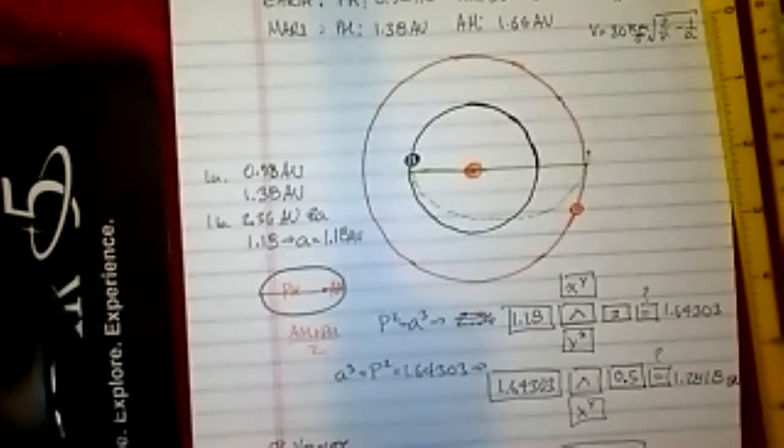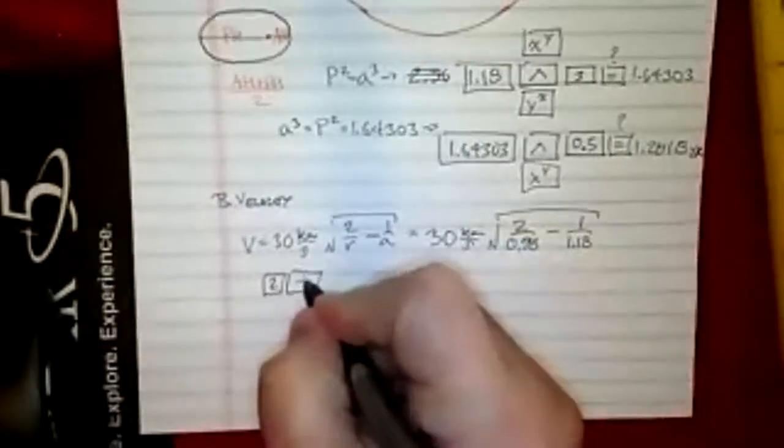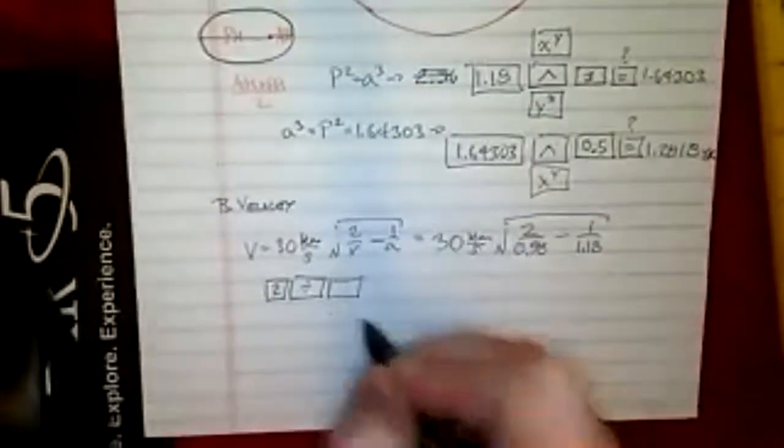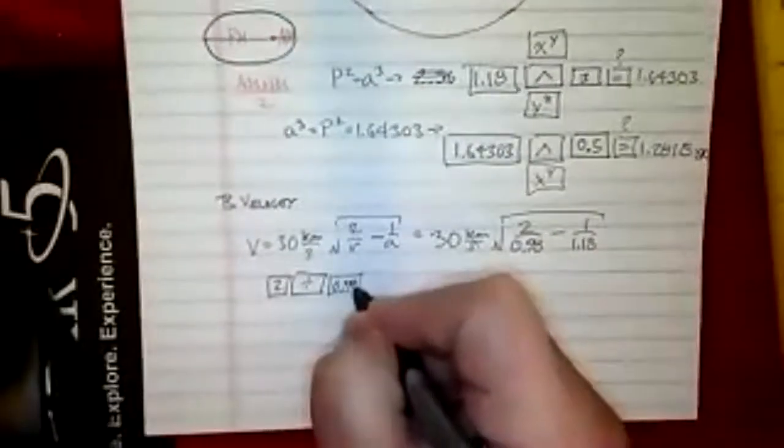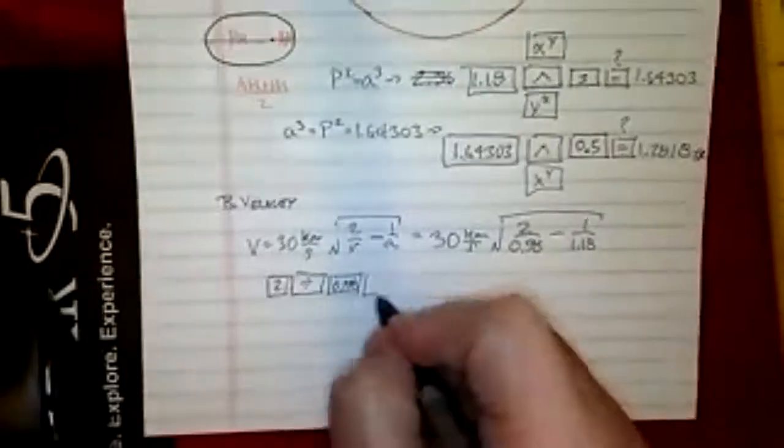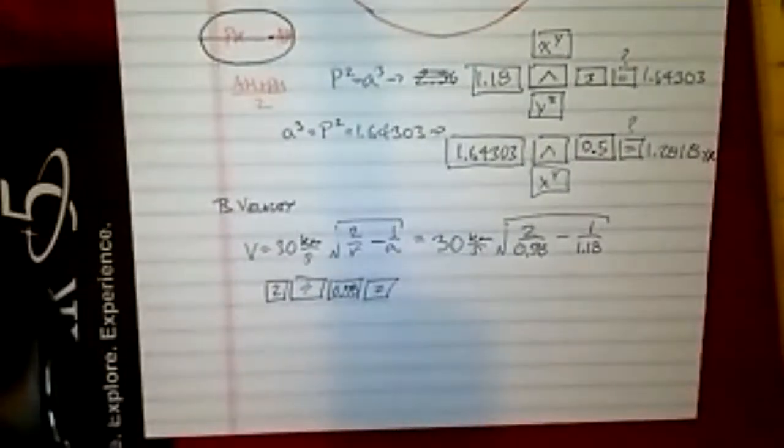Now that's all well and good, but I know using your calculator might be a little bit complicated, so I'm going to tell you how to do it. I will type in 2, and make sure you can see it, then I'm going to type in divide by 0.98, and then I'm going to hit equals, and I get 2.040816.